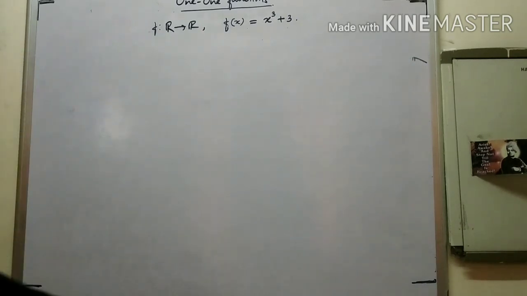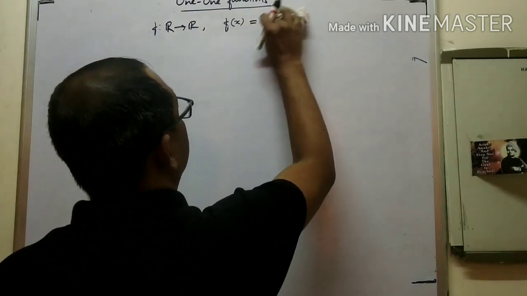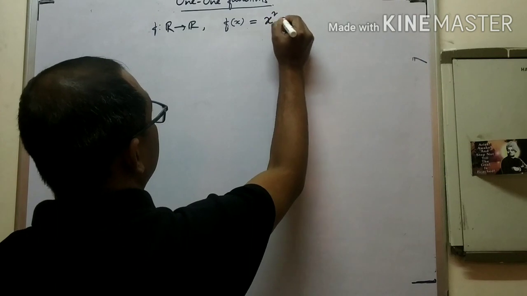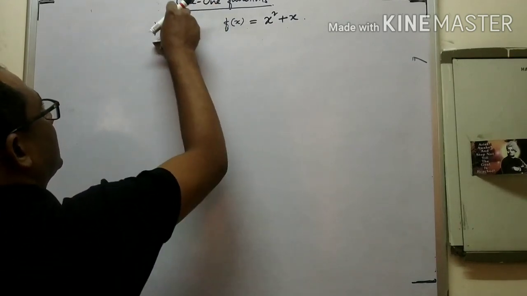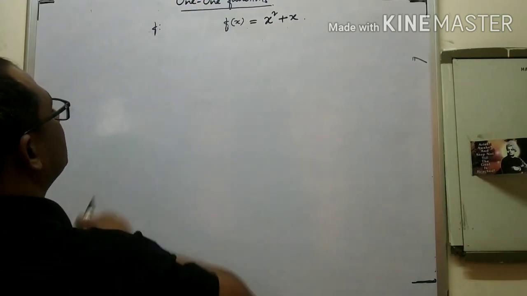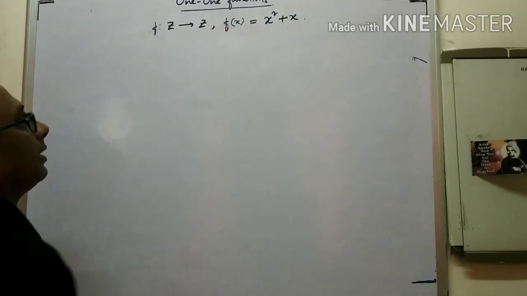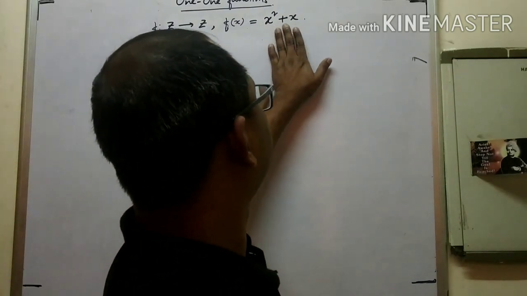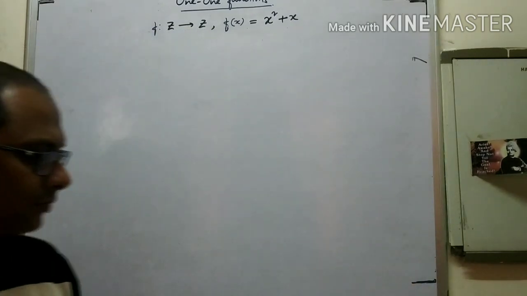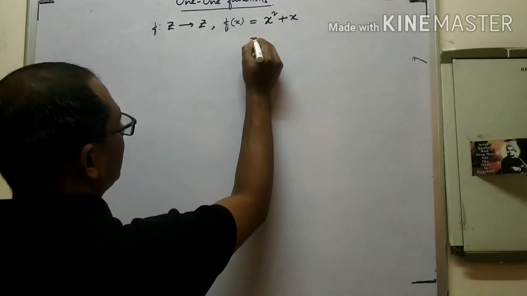Okay, for the next question, f(x) = x square plus x, and f is running from Z to Z. Z is the set of integers, so it is running from integers to integers, and the function is defined as f(x) = x square plus x, a quadratic function.